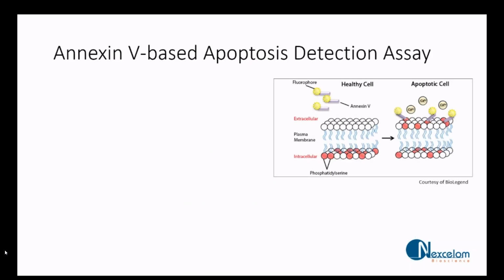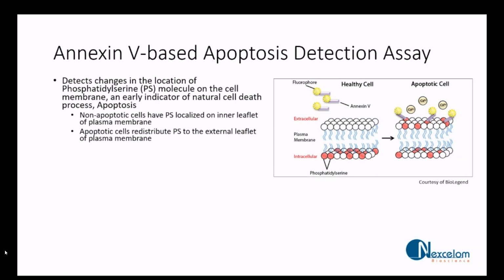Okay, so the Annexin 5 assay. Here you have a picture from the BioLegend website for this healthy cell versus apoptotic cell. What this assay does is it's actually detecting phosphatidylserine, which is a molecule that's normally found on the inside of the membrane of the cells. When you have a cell that's actually triggered to go through apoptosis, that phosphatidylserine, we're calling it PS here, is actually going to be translocated to the external portion of the cell, exposing it to other markers looking for things.